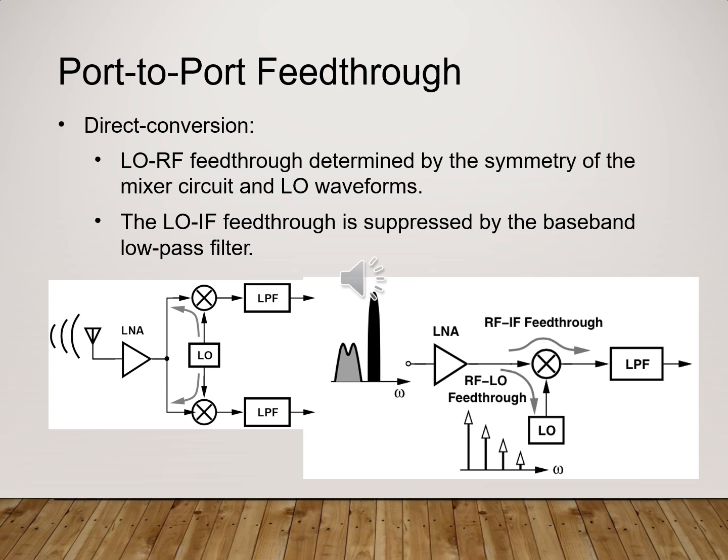The RF feed-through can be eliminated or reduced by using a differential intermediate frequency output. Now, in the direct conversion case, local oscillator to RF feed-through is determined by the symmetry of the mixer circuit and local oscillator waveforms. Now, we have to make a symmetry in the differential. Now, the local oscillator and intermediate frequency feed-through is usually suppressed by the baseband low pass filter.